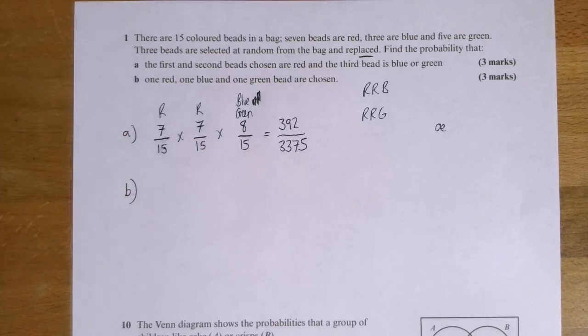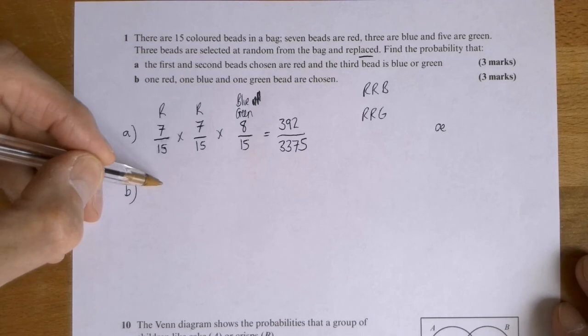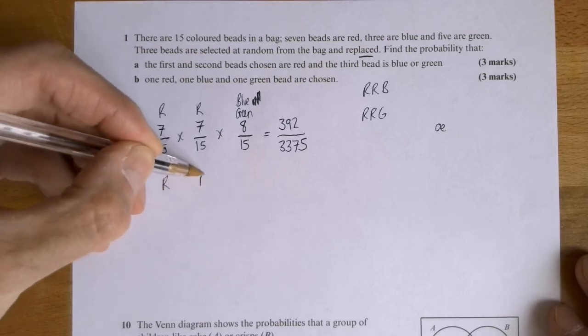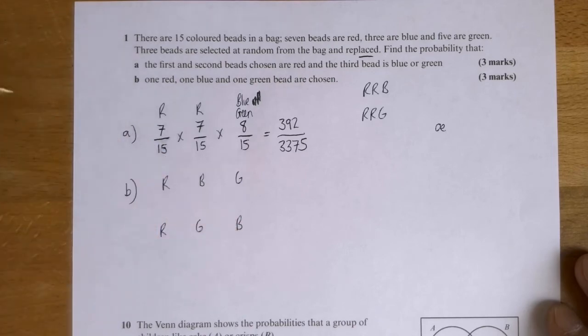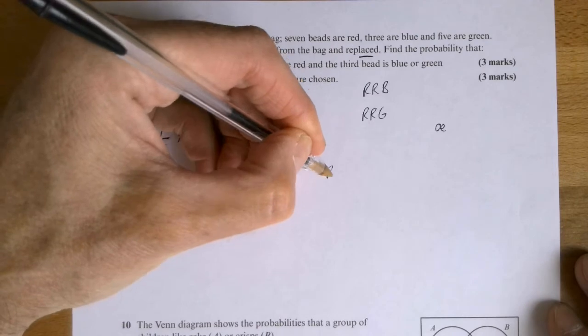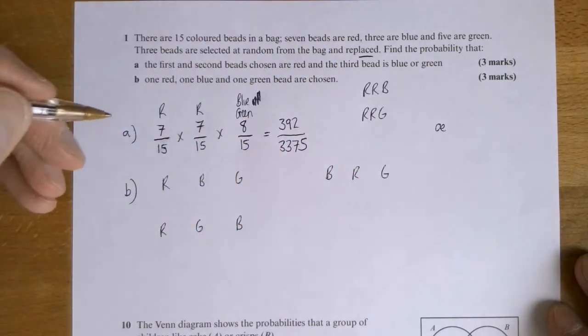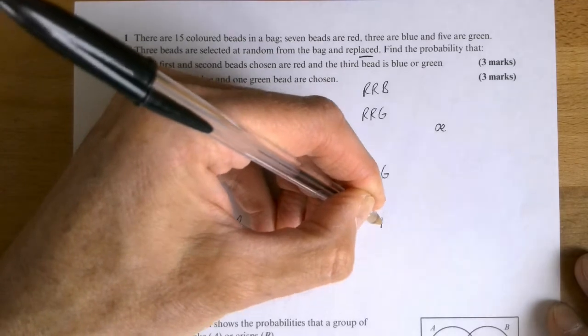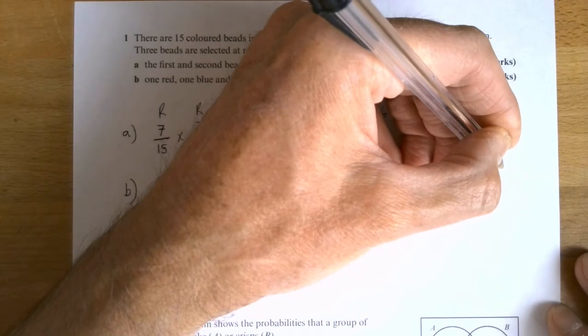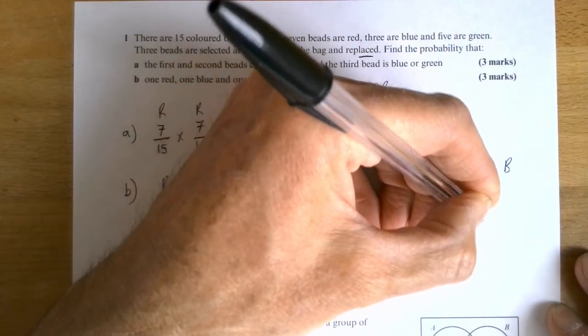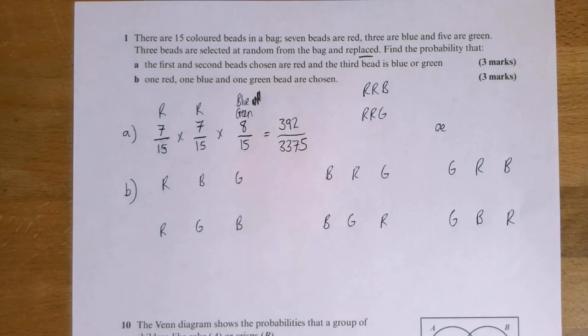B, 1 red, 1 blue and 1 green bead are chosen. Doesn't specify that it has to be in that order. So I've got the possibility of red, blue, green; red, green, blue; blue, red, green; blue, green, red; green, blue, red; green, red, blue. 6 possible outcomes.